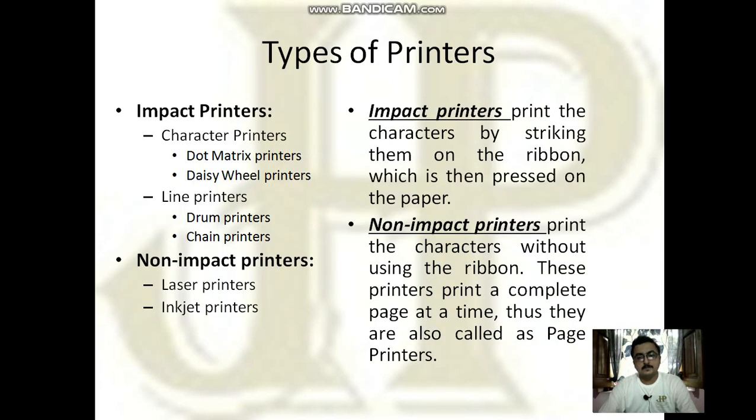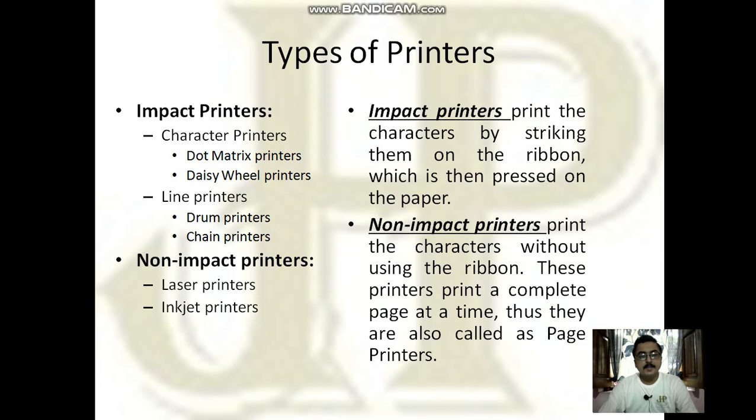types of printers. Types of printers can be categorized into two: impact printers and non-impact printers. As the name suggests, impact printers print the characters by striking them on the ribbon, which is then pressed on the paper, while non-impact printers print the characters without using the ribbon. These printers print a complete page at a time. That's why they are also known as page printers.